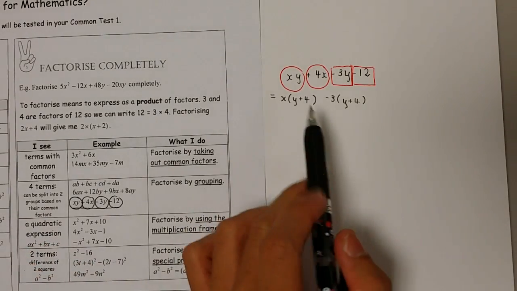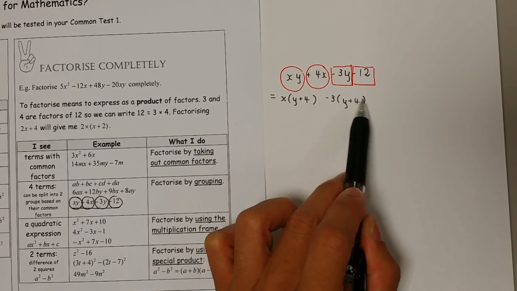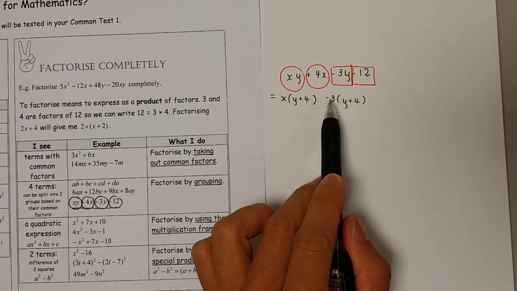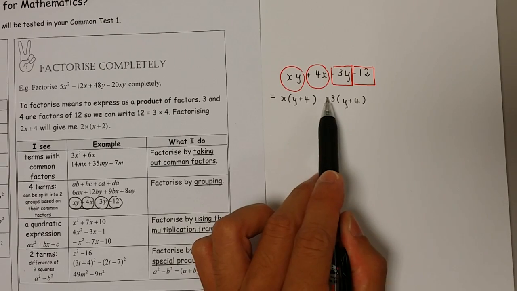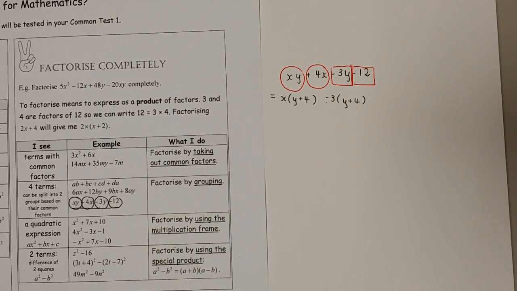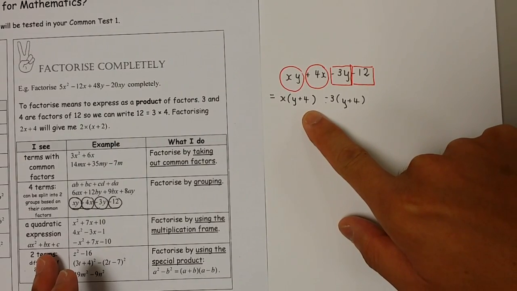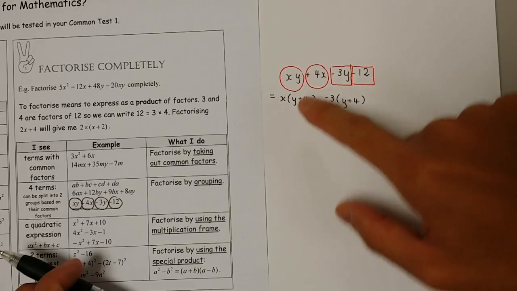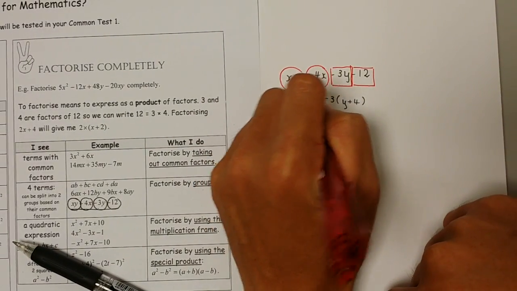I make sure that when I've done that, these 2 sets here are connected by either a positive or negative sign. Because I factorized out negative 3 from these 2 terms, that very nicely gives me a negative to connect up the 2 parts. I'm okay. Do you realize that both parts now share the common factor y plus 4?